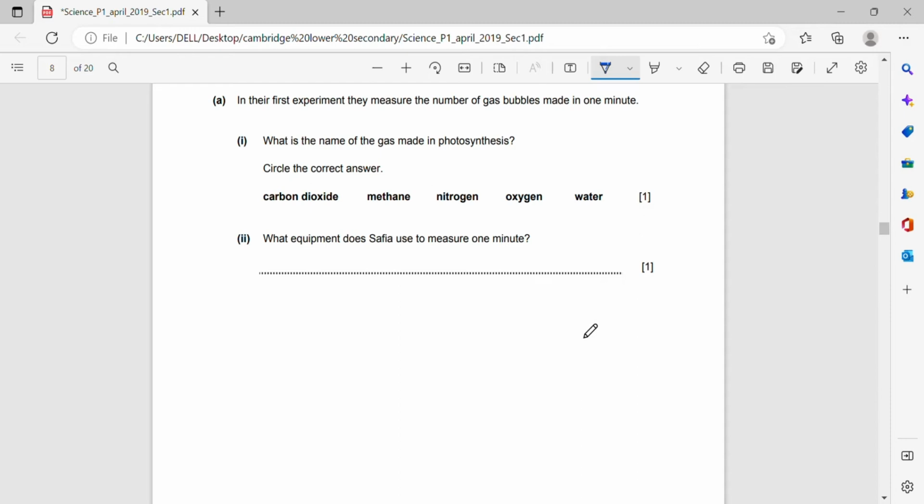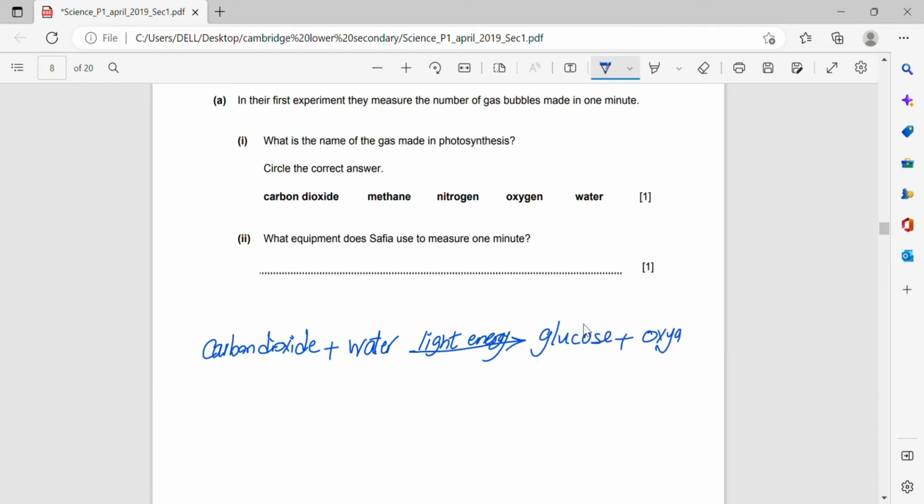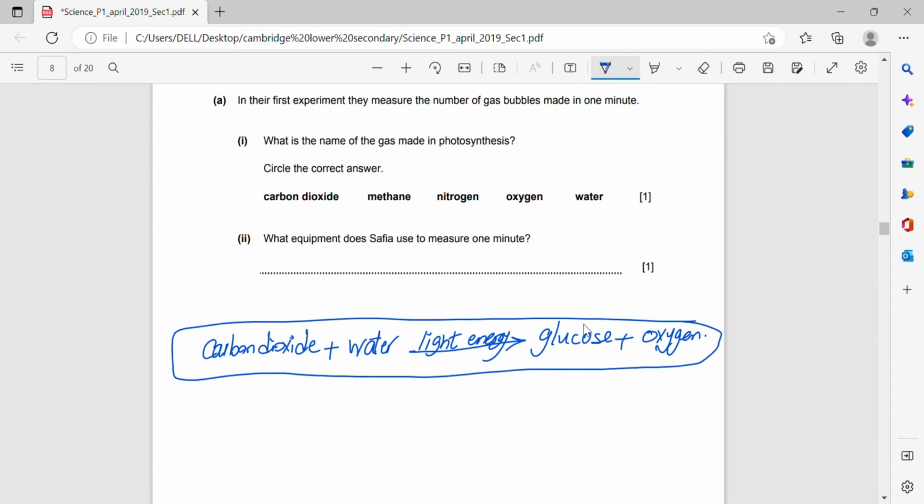نفتكر مع بعض الأول الإيكويشن بتاعة الفوتوسينثيسيس. بيبقى عندنا which gas بنبدأ بيه. أوكي بنبدأ بالكربون دايوكسيد plus water. Okay, using the light energy, it gives me glucose plus oxygen. Okay, يبقى لازم نكون عارفين الإيكويشن بتاعة الفوتوسينثيسيس.